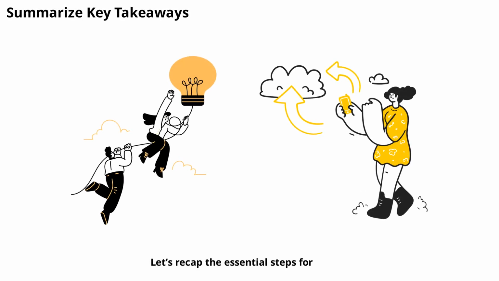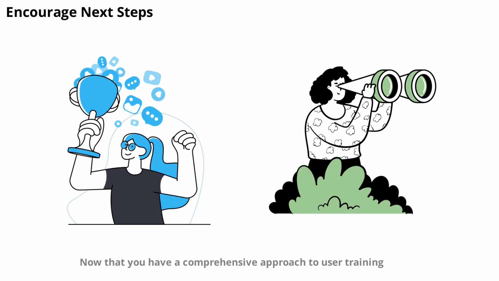Let's recap the essential steps for training users on social media management software. Assess needs, set clear objectives, offer diverse training formats, provide ongoing support, and adapt based on feedback. By following these best practices, you'll foster lasting adoption and empower your team to make the most of your social media tools. Now that you have a comprehensive approach to user training, it's time to put these strategies into action. Encourage your team to embrace the learning process, support each other, and continuously share feedback. With the right training and a supportive culture, your organization will see lasting success with your social media management software.